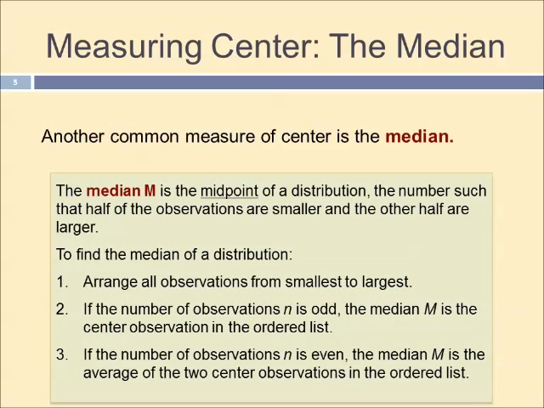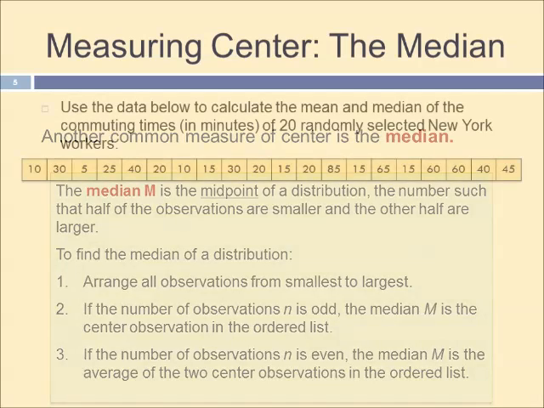The median is another common measure of center. The median is simply the middle of a distribution, the number such that half of the observations are below it and the other half are above it. To find the median of a distribution, you arrange all observations from smallest to largest. If the number of observations is odd, the median is the center observation in the ordered list. If the number of observations is even, the median is the average of the two center observations.